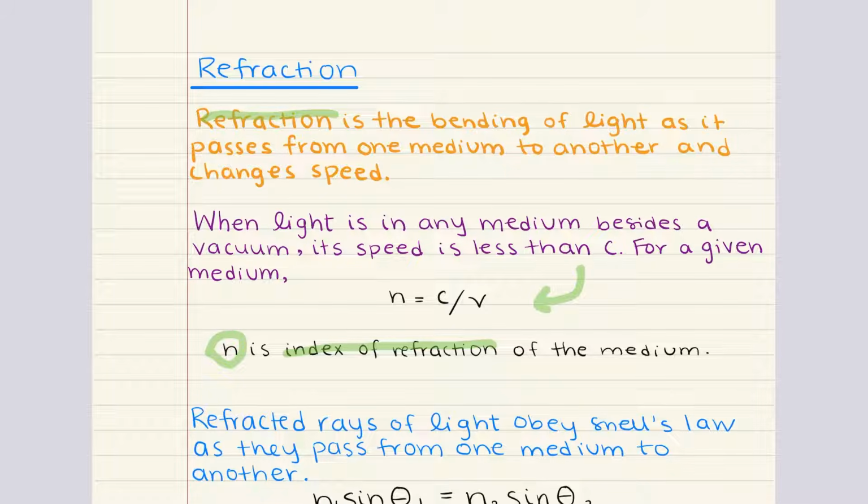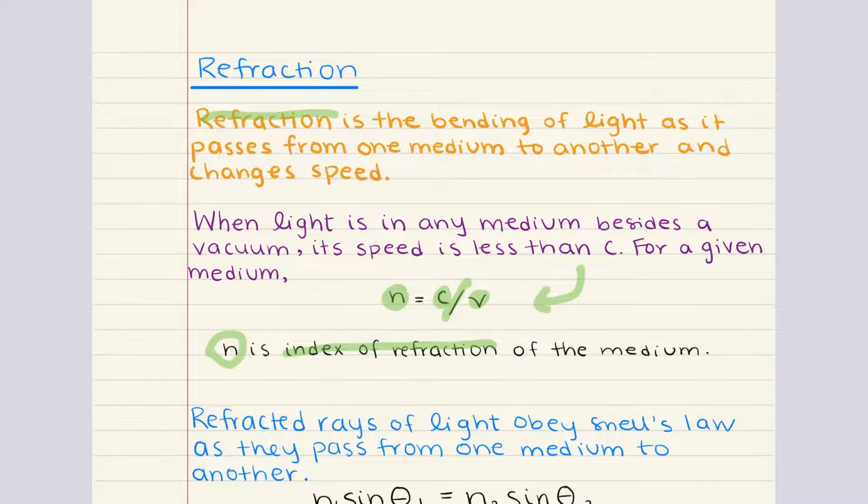This equation states that the index of refraction is equal to the speed of light in a vacuum divided by the speed of light in the medium. The greater the index of refraction, the slower light moves through the medium.